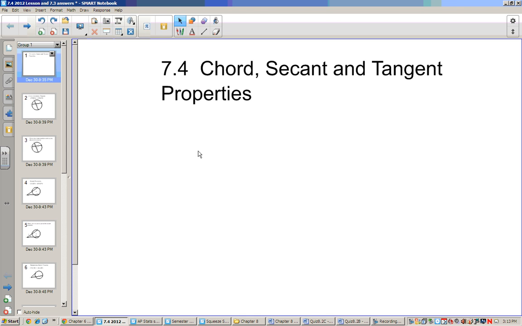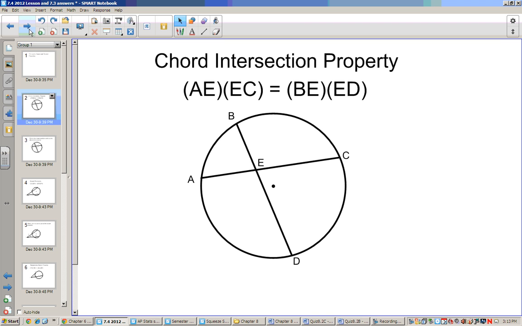Today we're going to look at chord, secant, and tangent properties. The first property is the chord intersection property. It tells us that AE times EC is going to be equal to BE times ED.